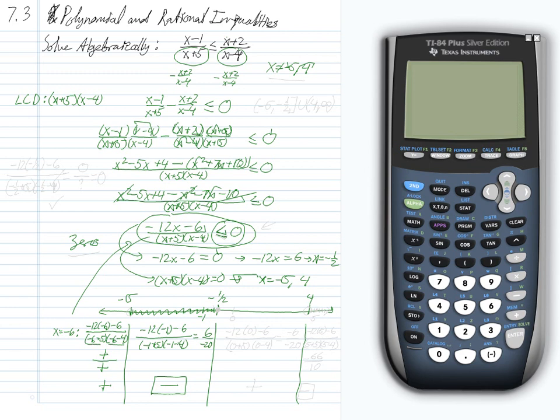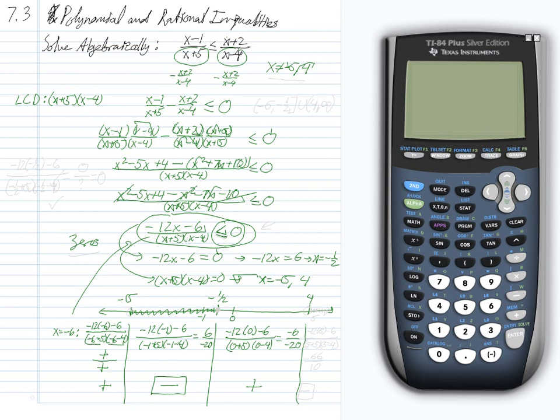So let me try something in this next interval. So stuff between negative 1/2 and 4, I like 0. So if I plug in 0, that's negative 12 times 0 minus 6 over 0 plus 5, 0 minus 4. So I have 5 times negative 4 in the denominator, that's negative 20. And in the numerator, I have negative 6. So let's see, 3/10, positive.